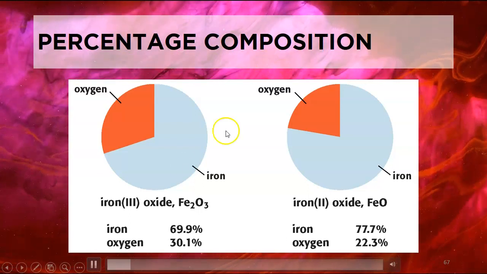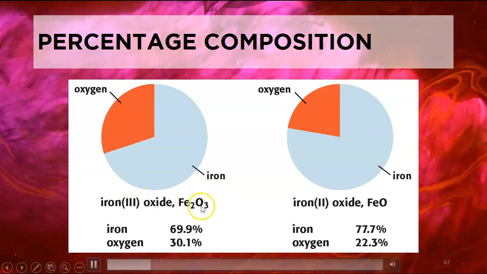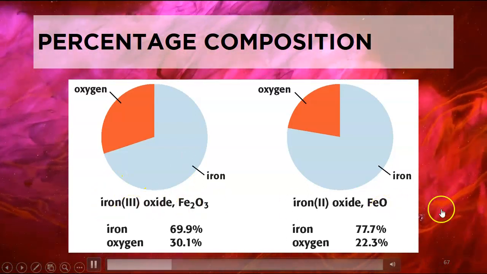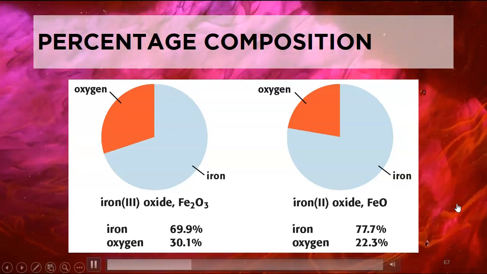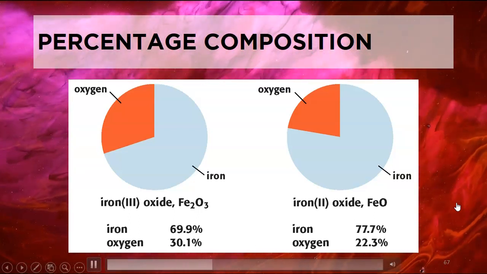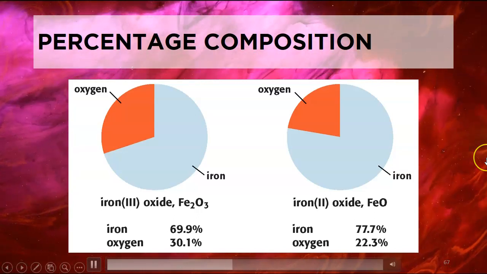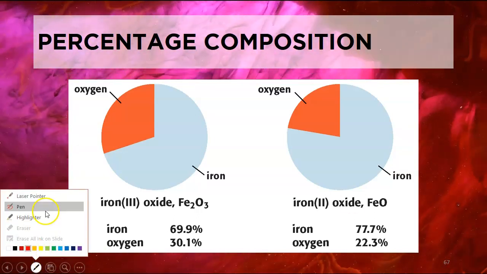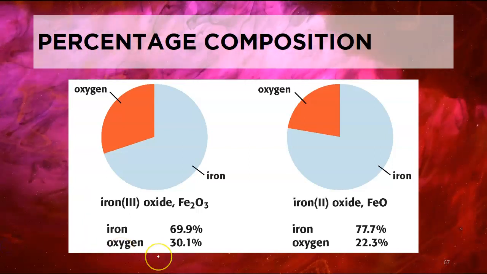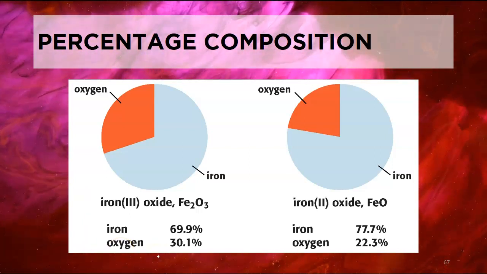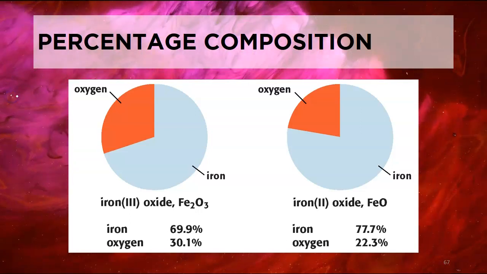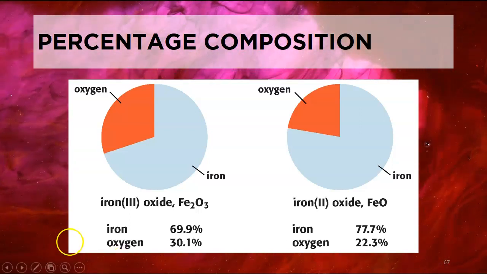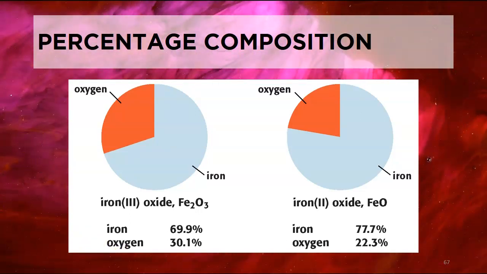Here's some other examples. You can see the difference between iron 3 oxide and iron 2 oxide. Let's take a look at how we got those numbers, because I think we need to see a little bit more of this. So iron 2 oxide, Fe2O3, we've got Fe and O.